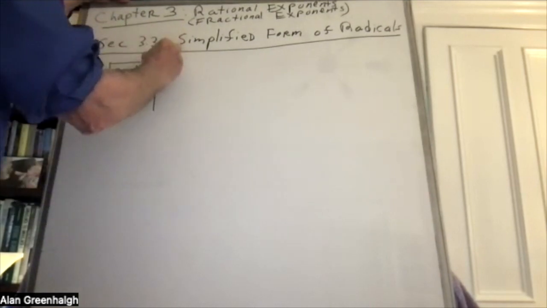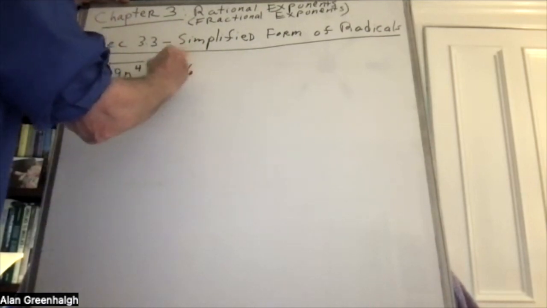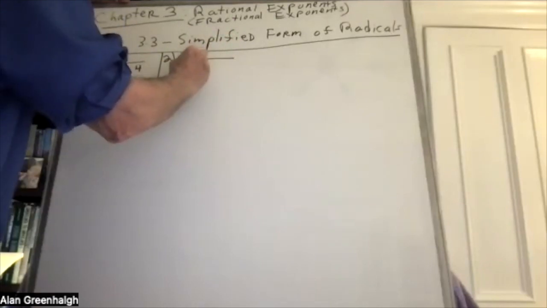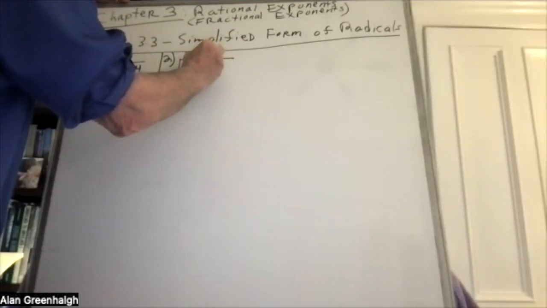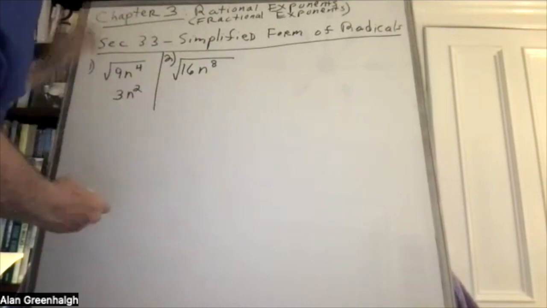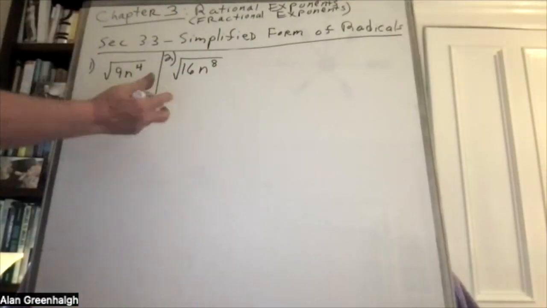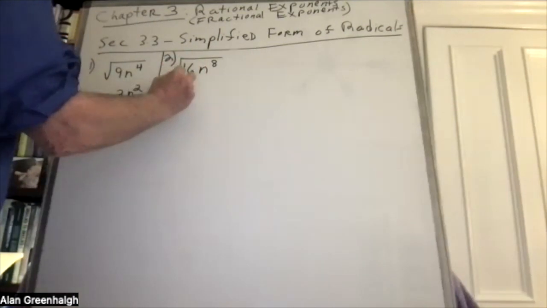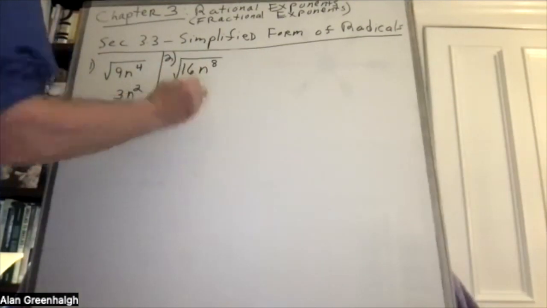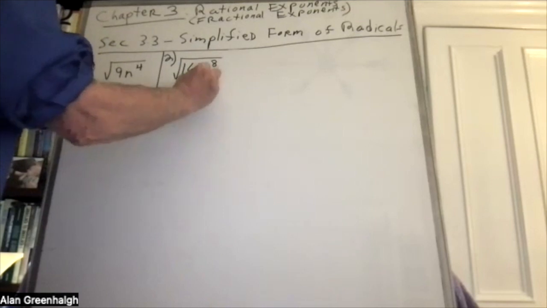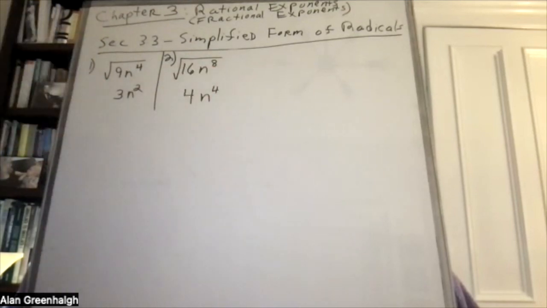Number 2. The square root of 16n to the 8th. Write down what you think the answer is. Okay, that's all you need. The square root of 16 is 4, and this is n to the 4th power.